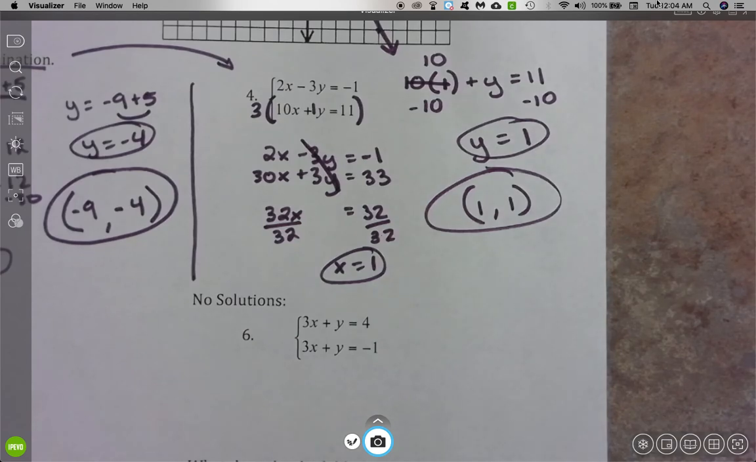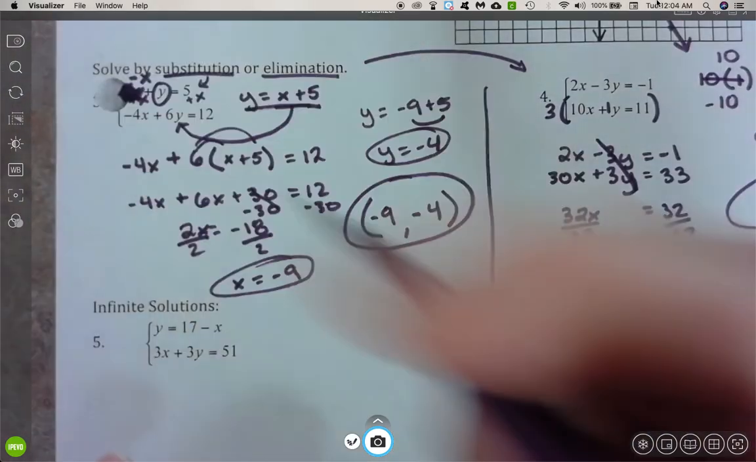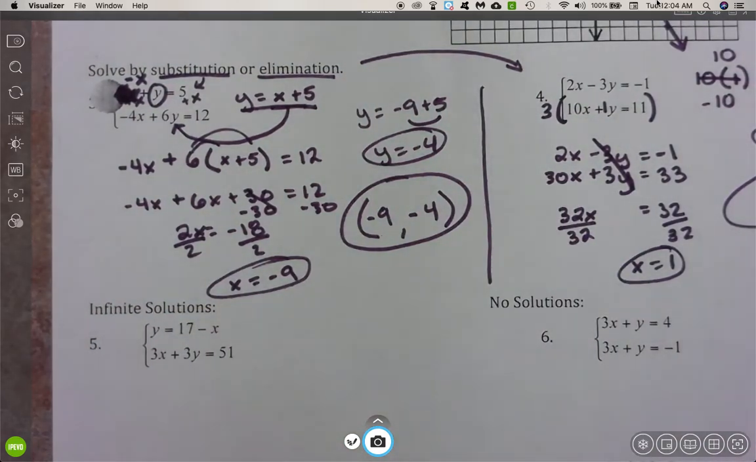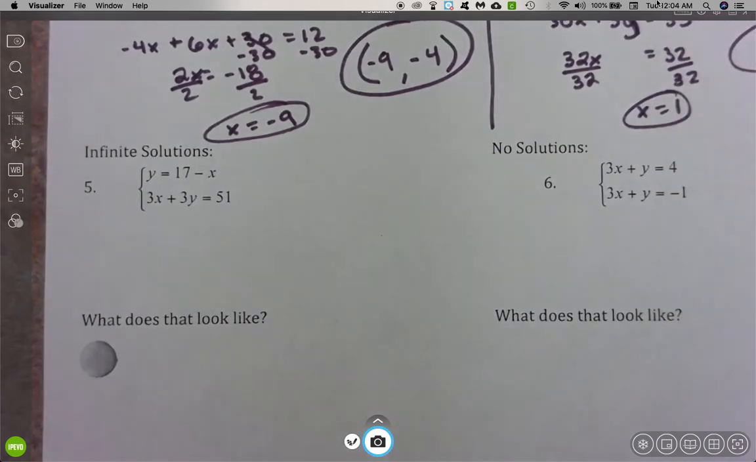Now, sometimes you'll end up with weird answers. So infinite solutions or no solutions, those are things that can certainly happen when you are graphing stuff, and we'll talk about what those look like. This should all be review for you, but if it's not, we'll go through all that stuff again.